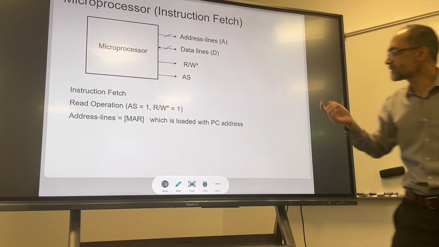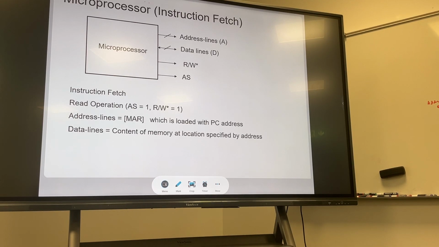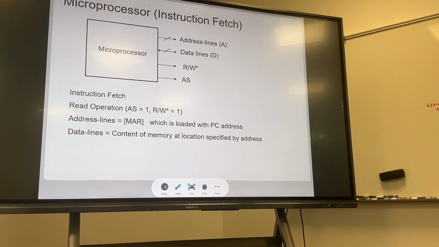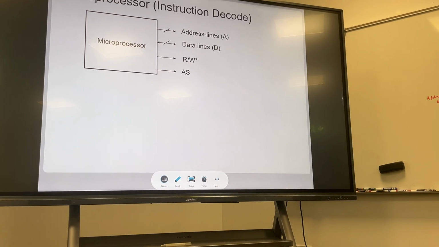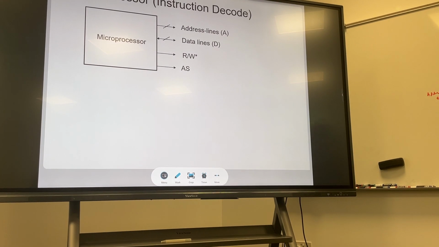Clear? The address which is loaded into the PC address, remember? And then what will be the data lines? The content of the MBR. And it will go where? To IR. Remember? Then we have the decode stage. Do we need to access the memory in the decode stage? No. What will be the value of address strobe?